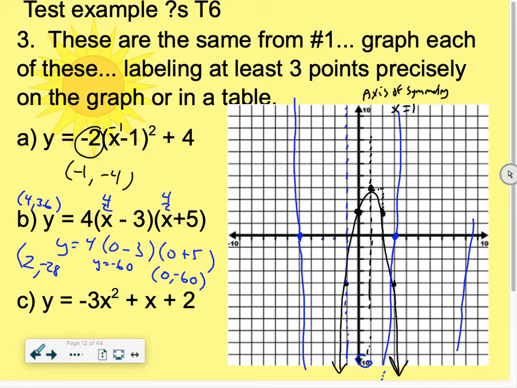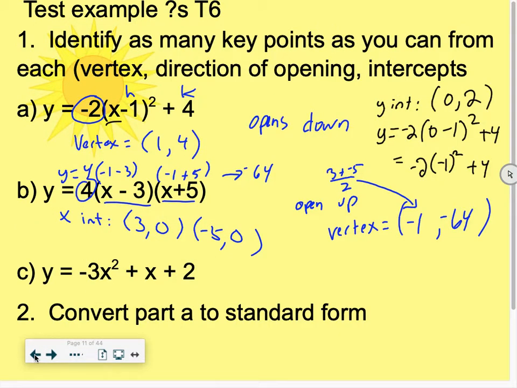Lastly, C, we have a standard form one. So I'm going to do the -b/2a idea. There's no number there, it's a 1. So it would be -1/2 times -3. So that would be a negative over a negative is a positive, 1/6. That's my vertex.